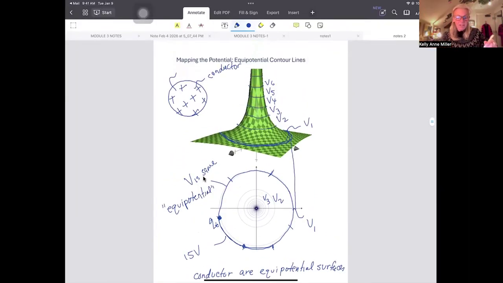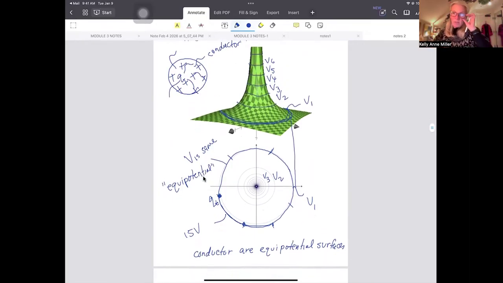So you could have a surface and put a charge on the surface, and you could move that charge anywhere on the surface without doing any work, because everywhere on that surface is the same potential.